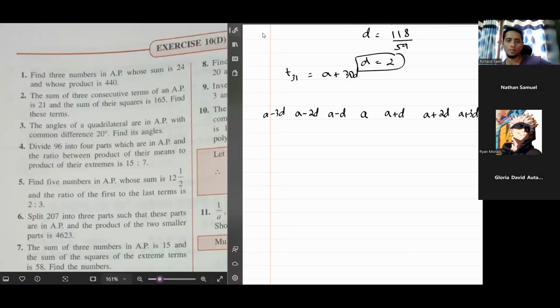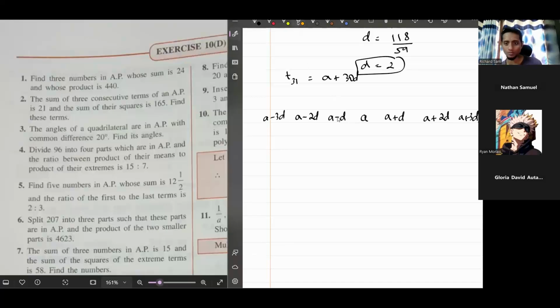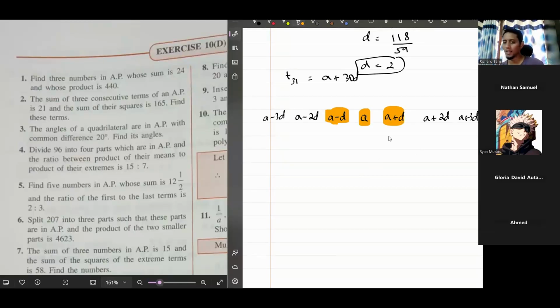So if the question says there are 3 terms in the AP, you take the 3 terms as A minus D, A and A plus D. That's for 3 terms. Remember, odd number. Next odd number is 5 terms, so you'll add this and this also. Next odd number is 7; if there are 7 terms, then this and this also. Is that clear? This is how you represent.